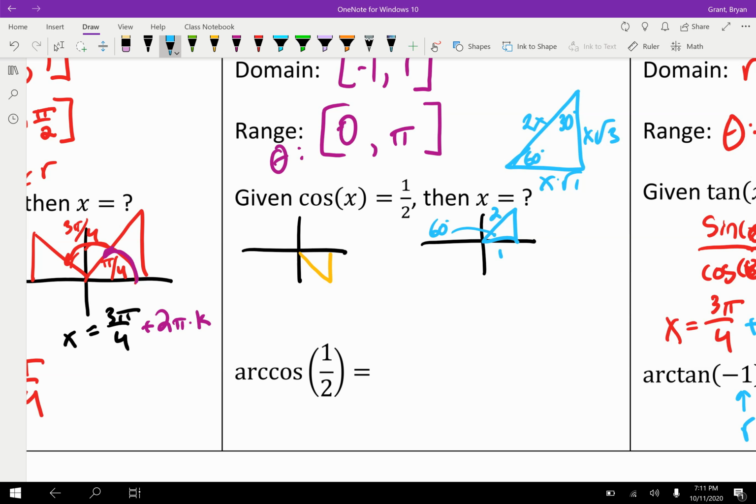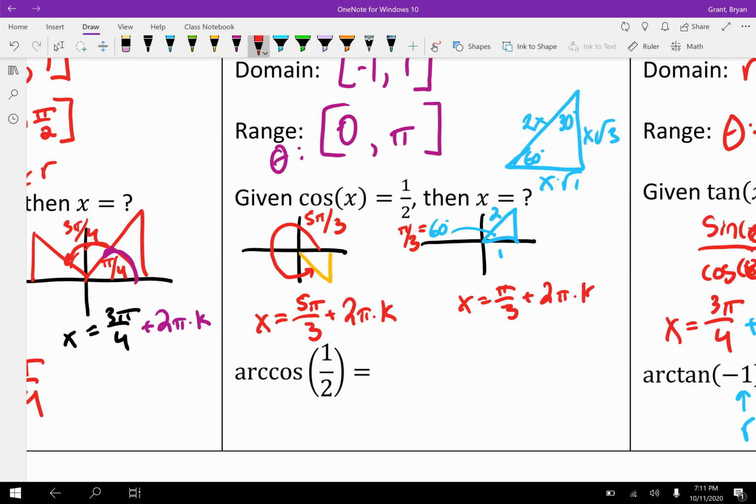So 60 degrees, and then if I wanted to rotate all the way around, well, instead of 60 degrees, we might remember that's pi over 3, so I think this is 3 pi over 3, 4, this has got to be 5 pi over 3. So I think x can be two values here. X can either be 5 pi over 3, and then repeat every 2 pi k values, or x can be pi over 3 and repeat every 2 pi k values.